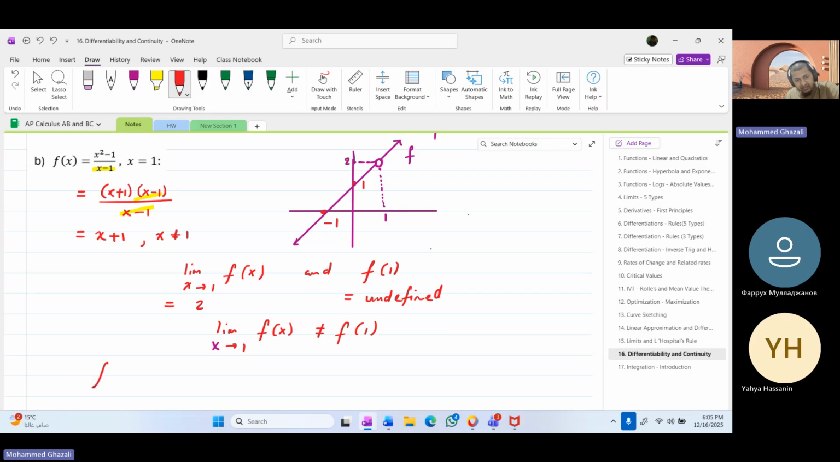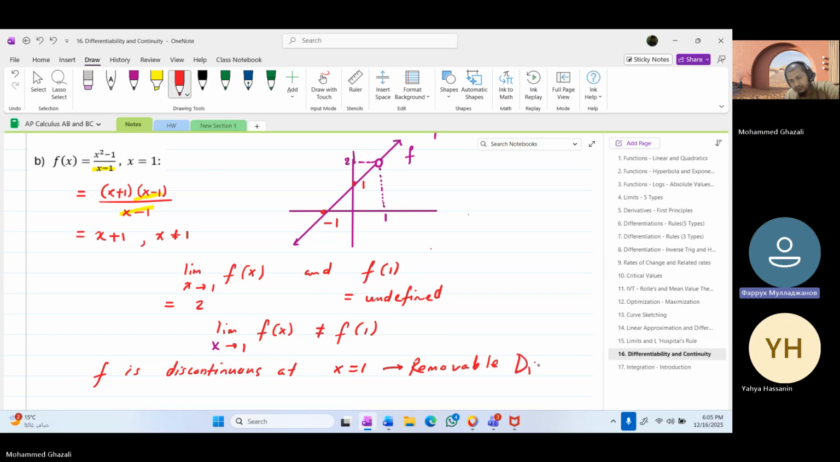So what we can say, f is discontinuous at x is equal to 1, and the type of discontinuity is removable. Okay? Because the graph has a hole there, removable discontinuity.